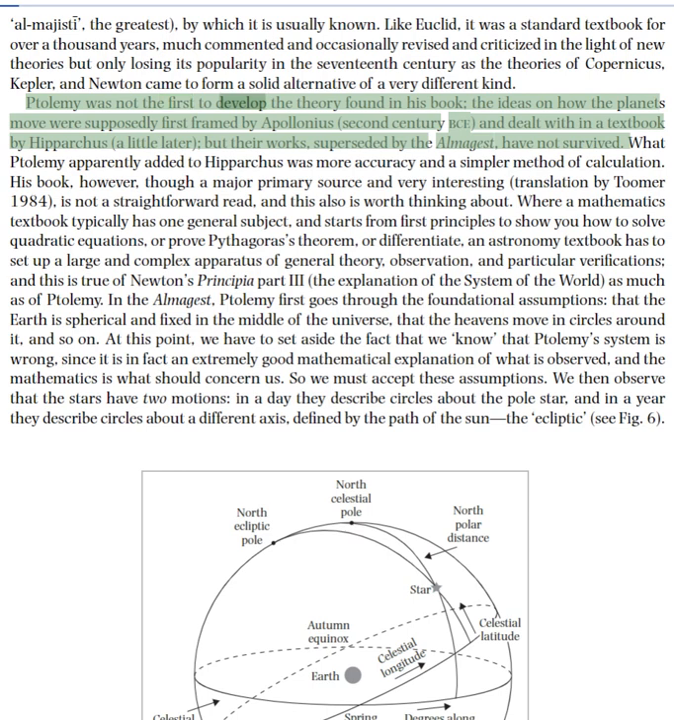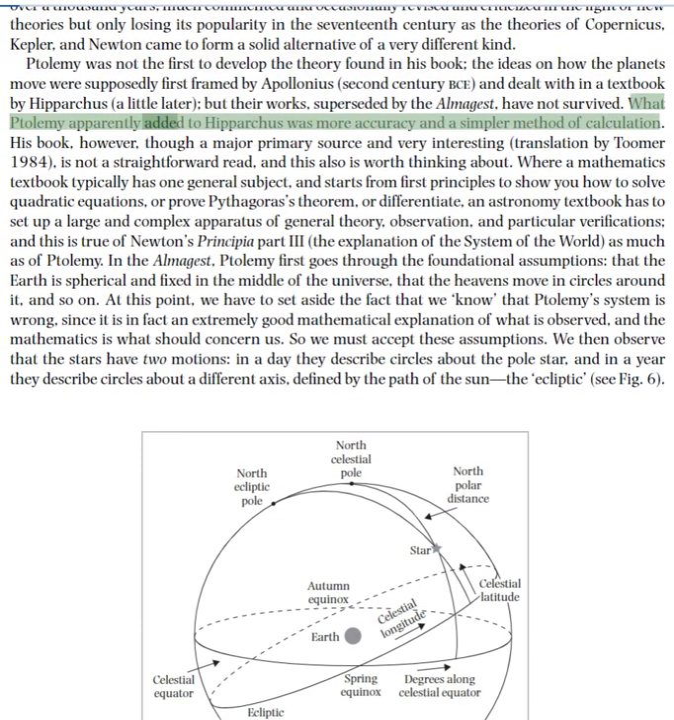Ptolemy was not the first to develop the theory found in his book. The ideas on how the planets move were supposedly first framed by Apollonius and dealt with in a textbook by Hipparchus, but their works, superseded by the Almagest, have not survived. What Ptolemy apparently added to Hipparchus was more accuracy and a simpler method of calculation.